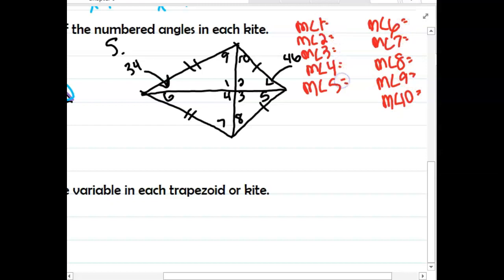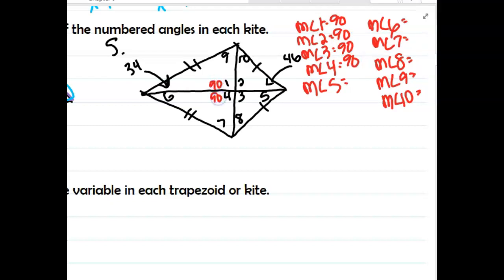Now we can fill in almost half of these without even breaking a sweat. Which ones do I already know? 1 through 4, right? Because that's where the diagonals intersect. So what are 1 through 4? 90. Each one of those angles is 90. It might be easier to fill in as we go because we're going to need all of these. You don't necessarily have to go in order. We don't have to fill in angle 5, but I actually don't think we can fill in angle 5 right now.